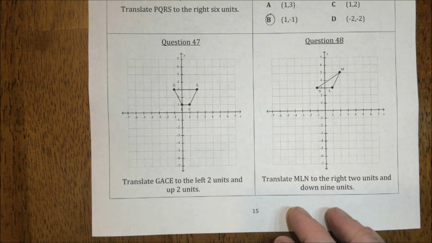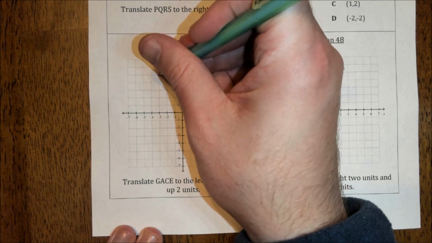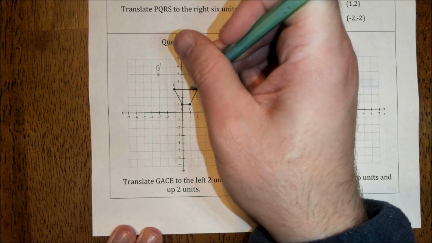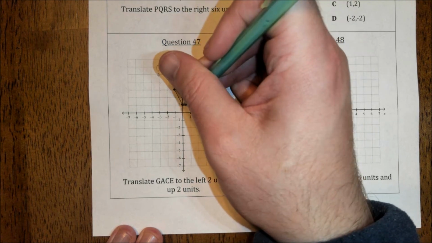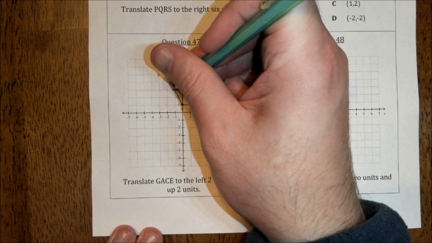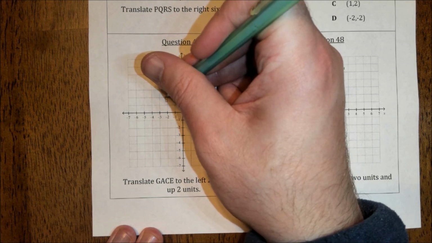47. Translate GACE to the left 2 and up 2. Left 2, up 2.